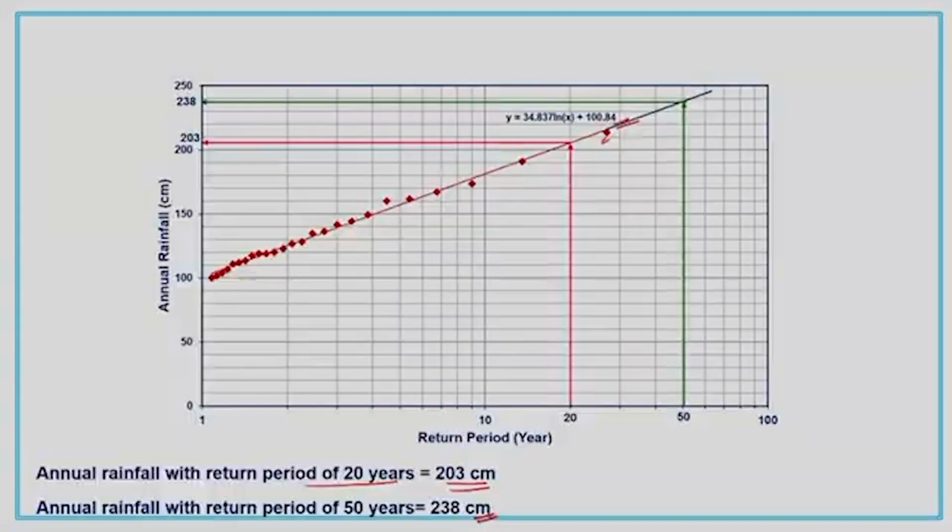You can see for 20 years it is 203 and for 50 years it is 238. As the return period increases, the value of the events is also increasing.